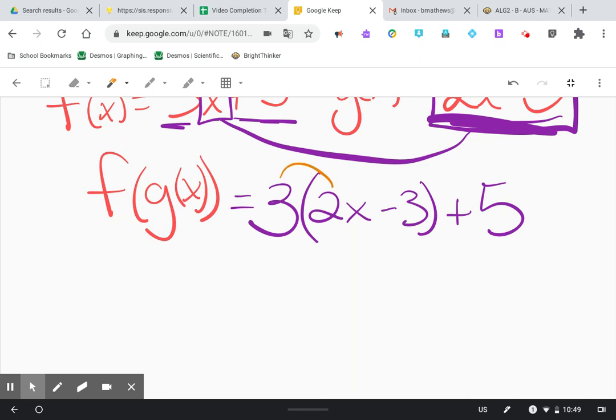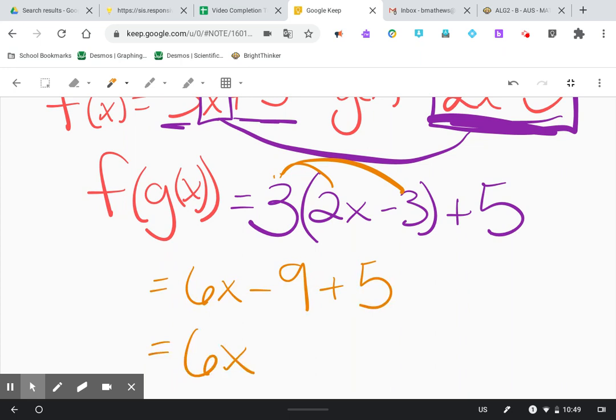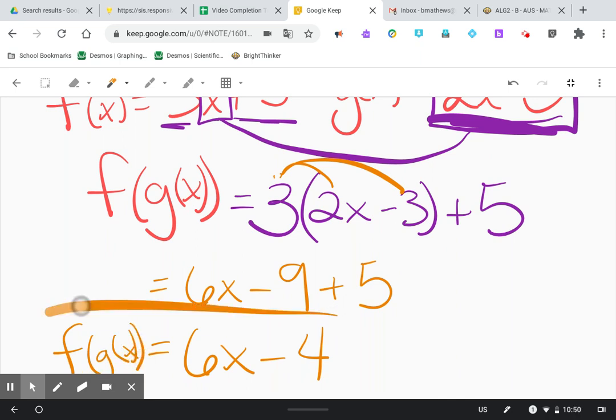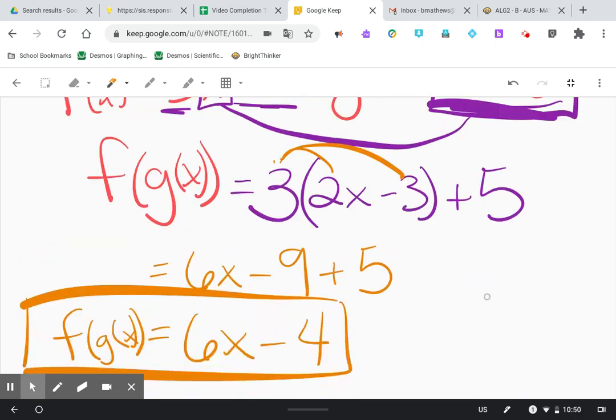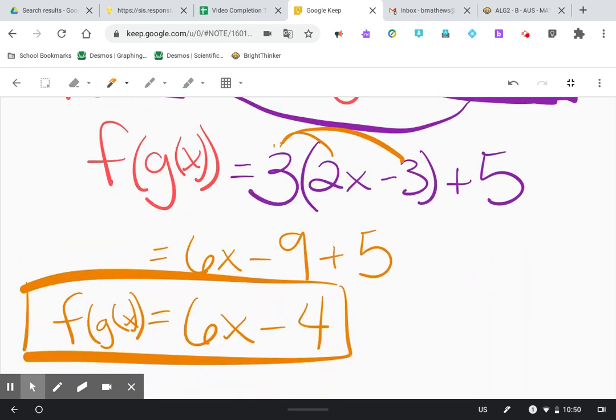So I'm going to do the distributive property here. 3 times 2x is 6x. 3 times 3 is 9. Plus 5 still there. 6x minus 9 plus 5 is going to give me minus 4. And so f of g of x is 6x minus 4. So again, you're just taking one function and plugging it into the other. Let's look at a few other examples.